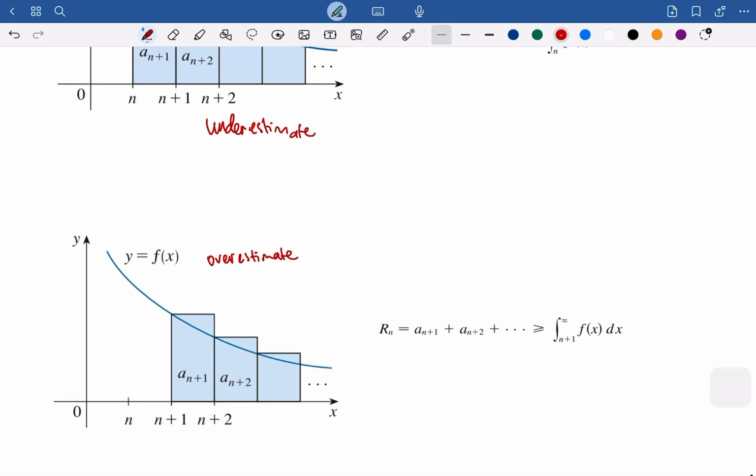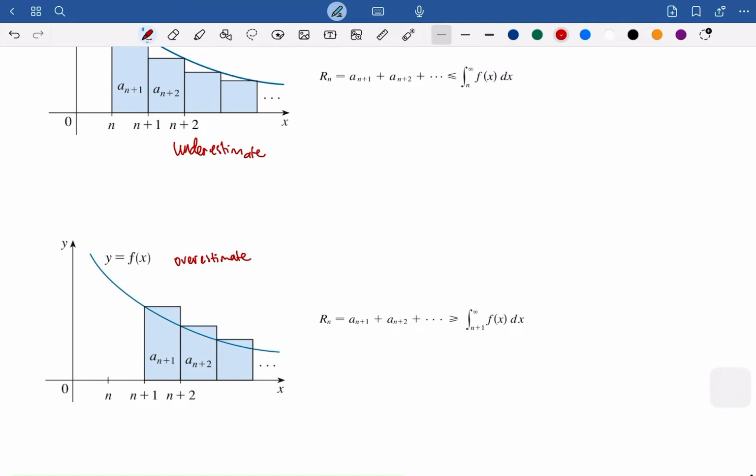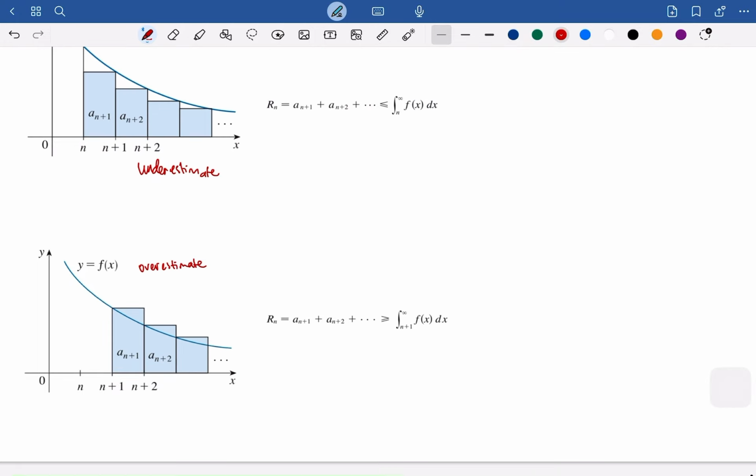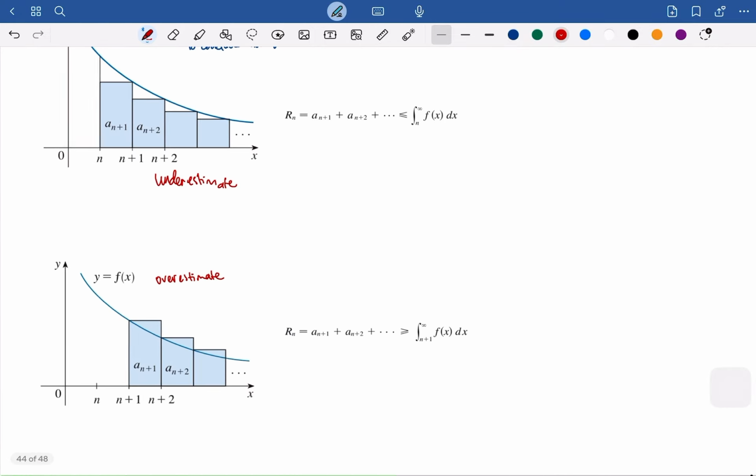So from what we have here, we can see that our remainder is in between these two improper integrals. So we have the integral from n plus 1 to infinity less than or equal to the remainder, and the remainder itself is less than or equal to the underestimate integral.